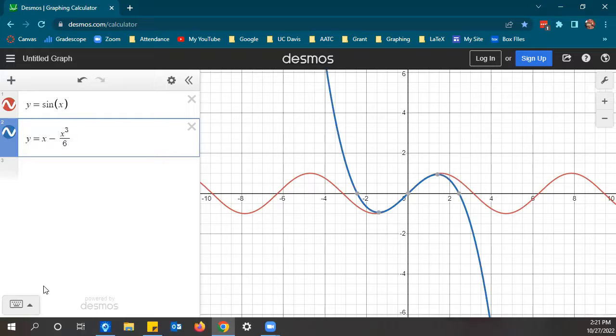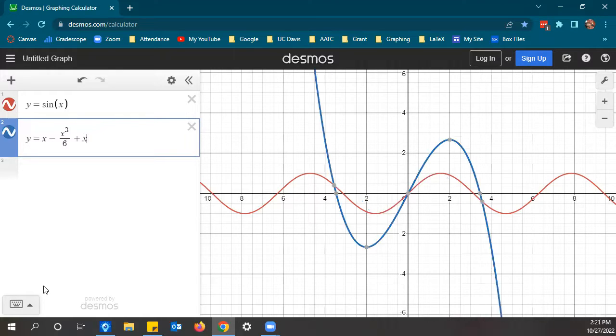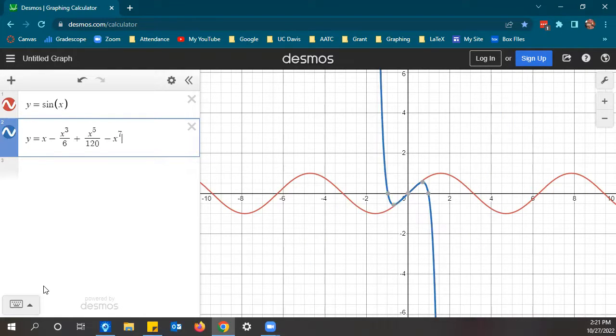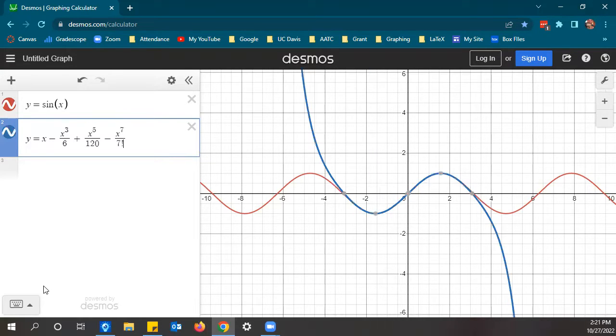Oh, look, that looks a little bit better, right? It's a good approximation, at least for a little bit. And if we add on the next term, which is x to the fifth divided by 5 factorial, which is 120, even better. Every time you keep adding on terms, you get closer and closer to a better approximation of this function. 7 factorial, I don't know. It should work.